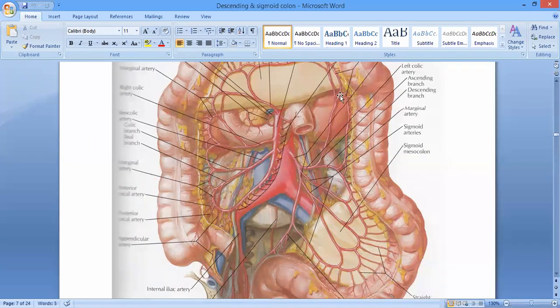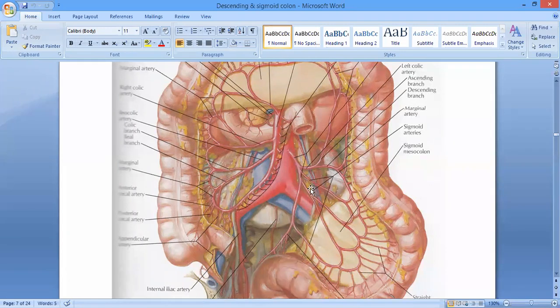And by forming these branches, it is going to be a part of the marginal artery, and it is going to give these smaller arteries, branches going towards the transverse colon. Okay, so it's going to supply the transverse colon, and here, other than the left colic artery, the inferior mesenteric artery is going to give 2 or 3 sigmoid arteries.